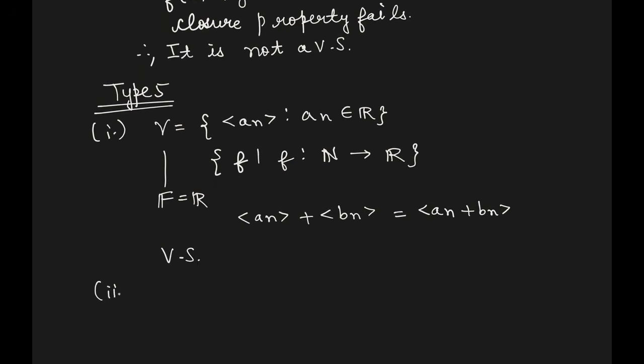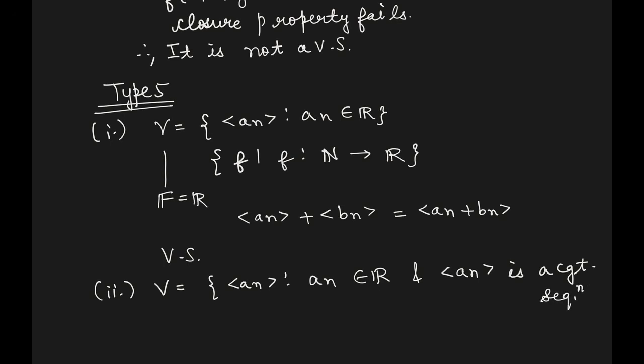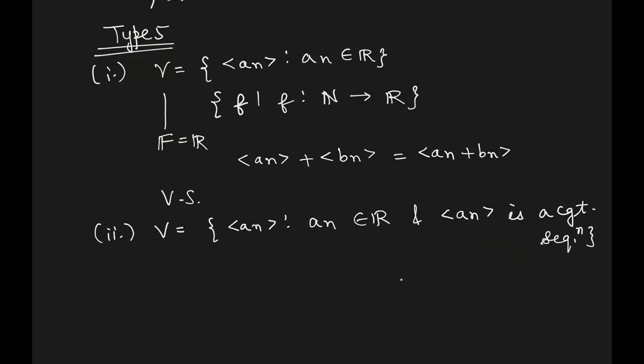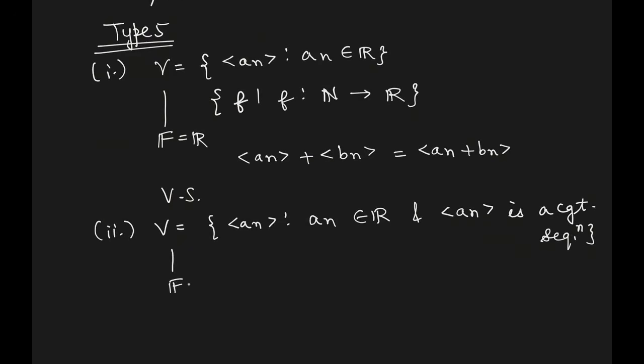And if I take an as a convergent sequence, so this is also a vector space because the sum of two convergent sequences is again a convergent sequence, and a scalar multiple of a convergent sequence is again a convergent sequence. Identity will be a zero sequence. All the properties will be satisfied. Field was real.